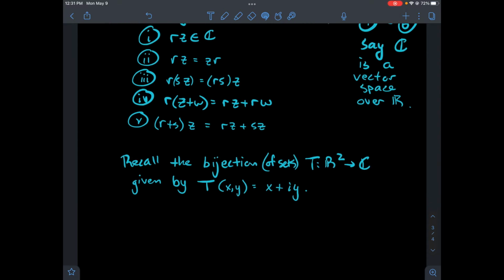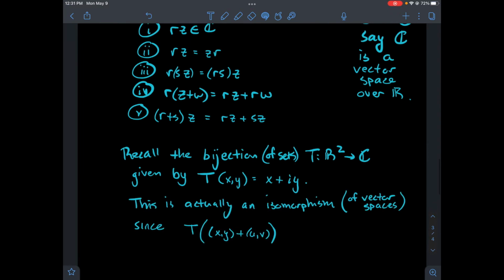But now I've got some algebraic operations that I can do. So this actually turns out to be an isomorphism of vector spaces, so that this is an isomorphism between the vector space R2 and the complex numbers C.